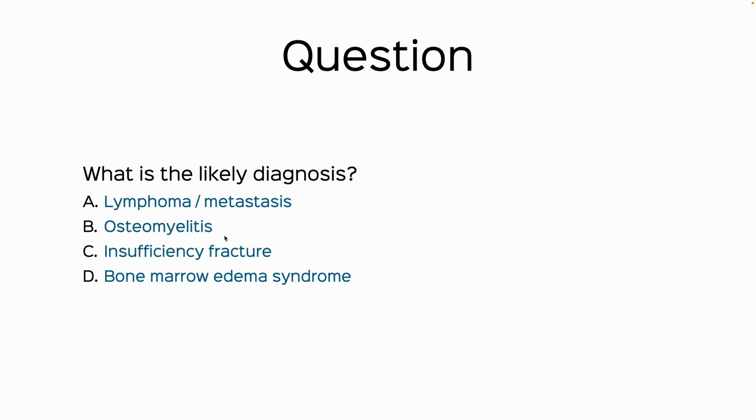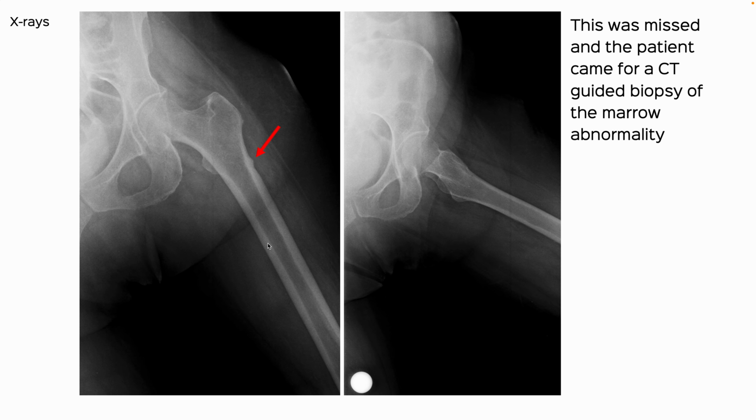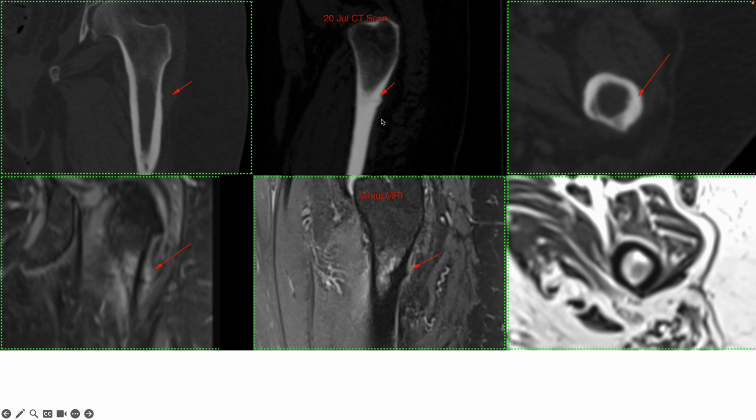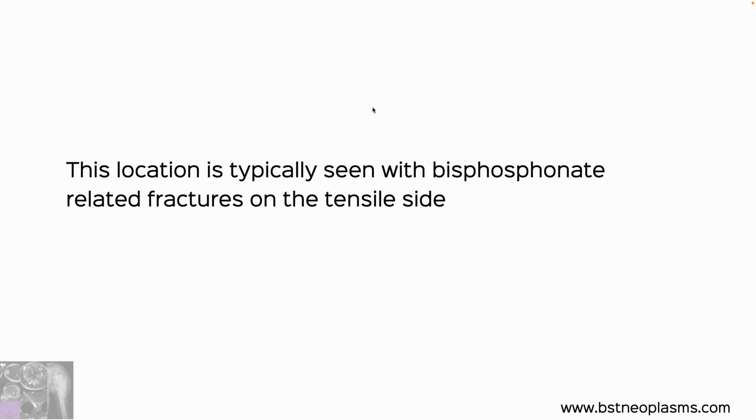And I will ask you, what is the likely diagnosis? And this is the list that you can see here. And this is actually a classic tensile fracture along the lateral cortex of the proximal femur. And this occurs with prolonged bisphosphonate use. And then when we put all the imaging together and looked at all of these things, you can see the edema, you can see the fracture, you can see the cortical thickening. This is a classic fracture.